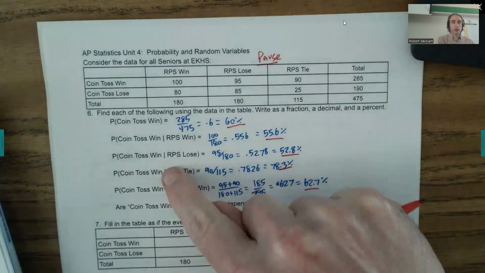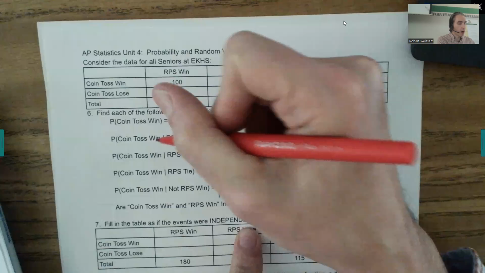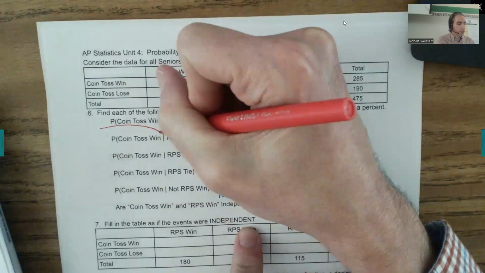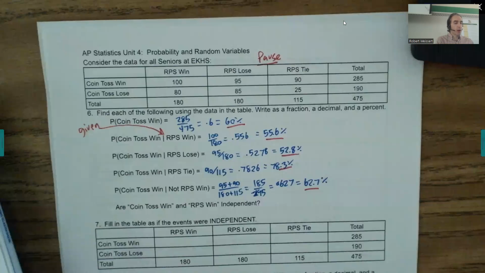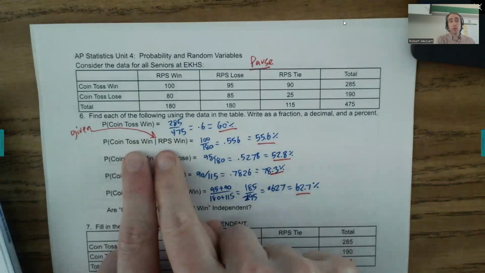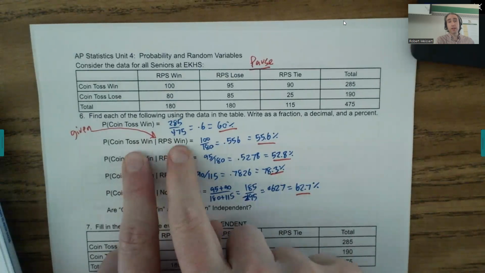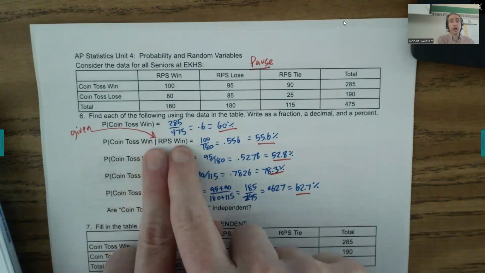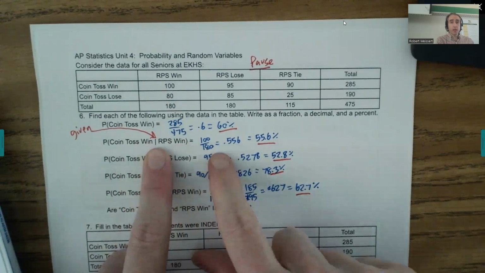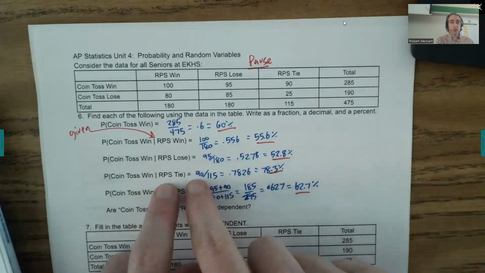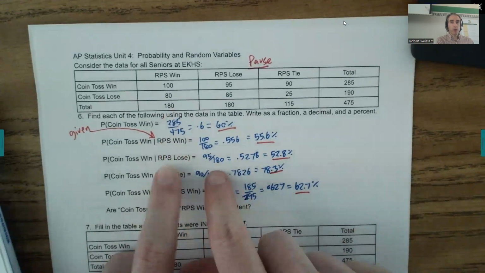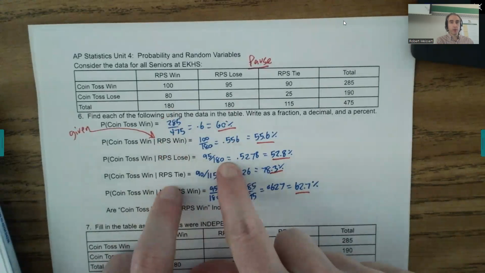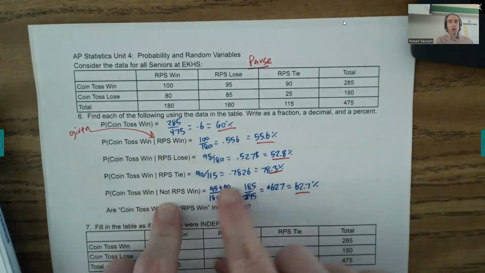You're going to see this little vertical bar. Now, that vertical bar, that word means given. So what this problem is really saying is, what's the probability that they won the coin toss given that they won the rock, paper, scissors? So my denominator for all of these is going to be whatever is, you know, this. So rock, paper, scissors win 180. Rock, paper, scissors lose 180. Rock, paper, scissors tie 115.